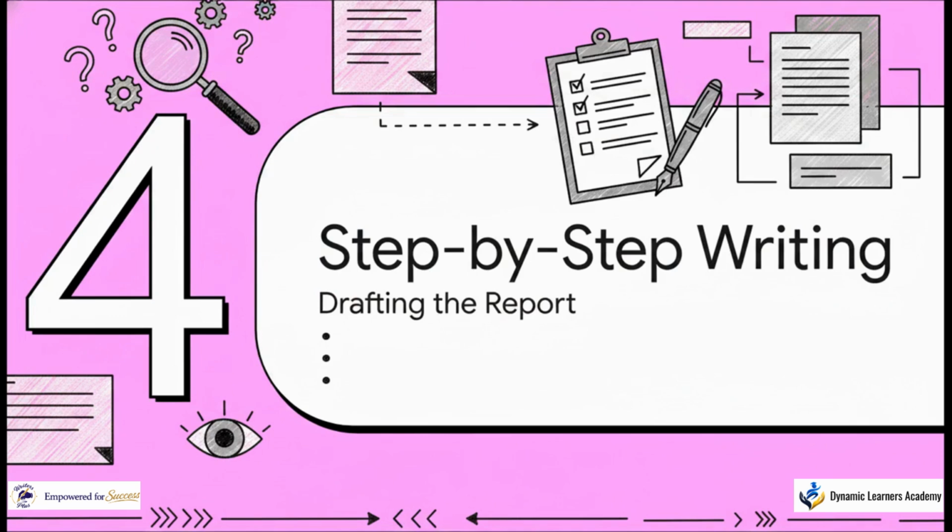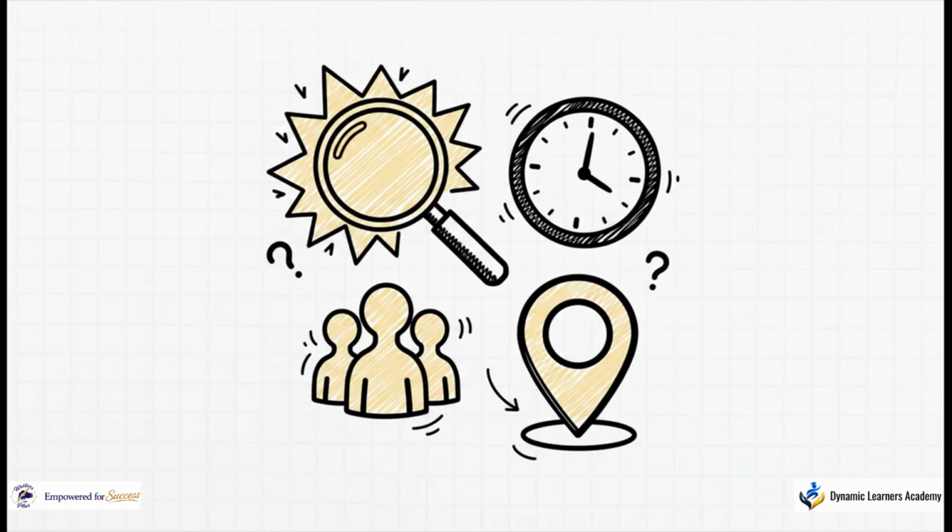Now for the fun part. Part 4, Step-by-Step Writing, where we actually draft out our report. Let's start with the introduction checklist. Here is the golden rule. Give the main facts only. We just need to say what happened, when it happened, where it happened, and who was involved. Save all those long, dramatic details for later, okay? Keep it brief right here at the start.